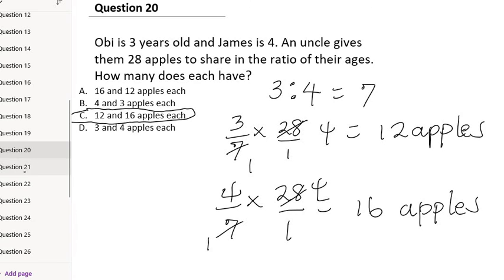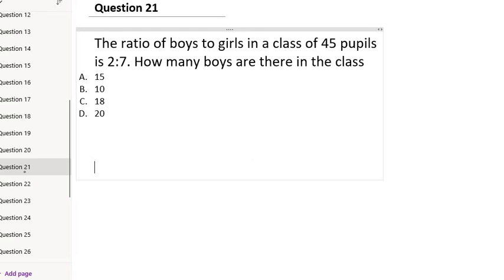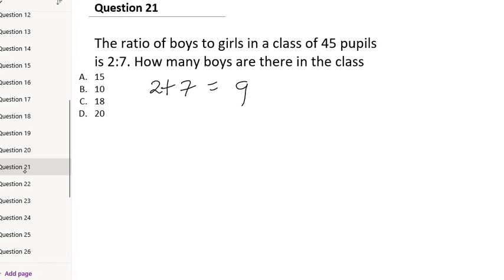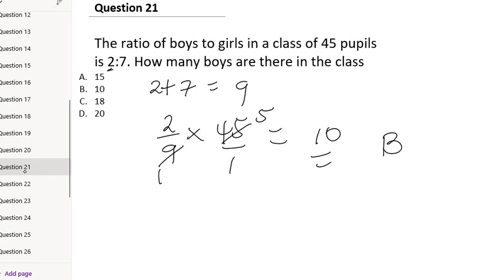Question 21. The ratio of boys to girls in a class of 45 pupils is 2:7. How many boys are there in the class? Sum of ratio 2:7 will be 2 plus 7, which is 9. Number of boys will be, since boys is 2, the first figure mentioned, 2 out of the sum of ratio 9 times the number of pupils in the class, 45 over 1. 9 into 9 is 1, 9 into 45 is 5, 2 times 5, 10, which is B.